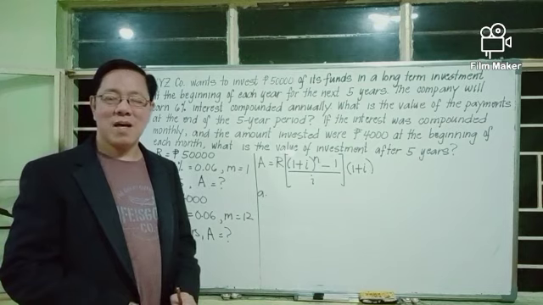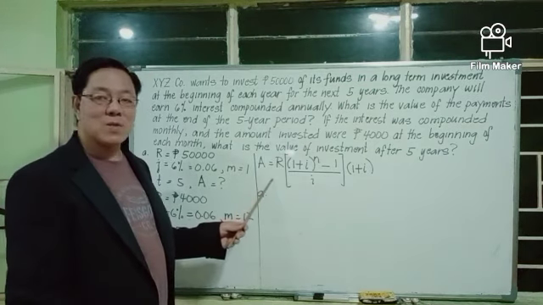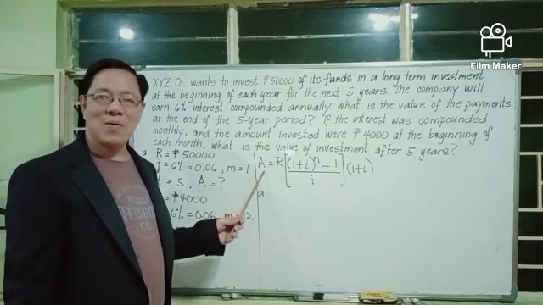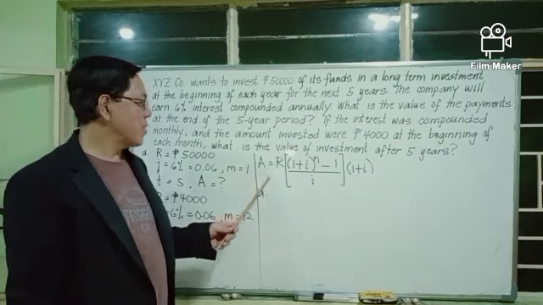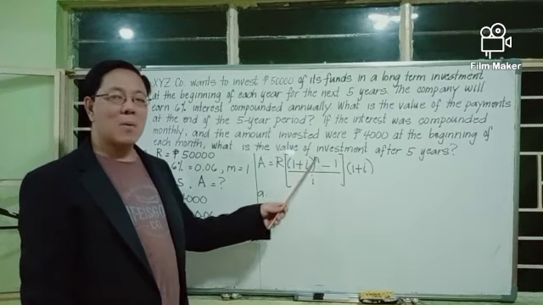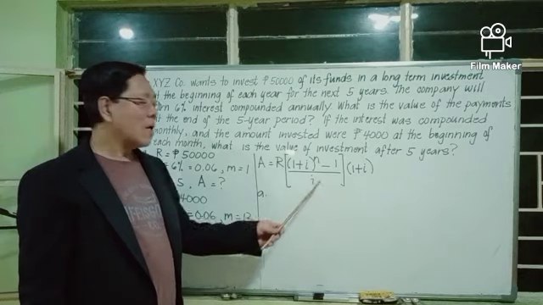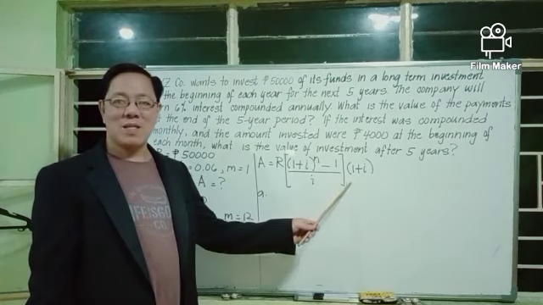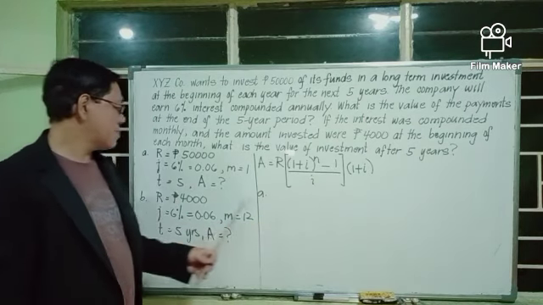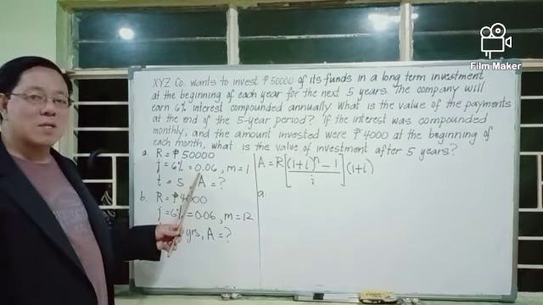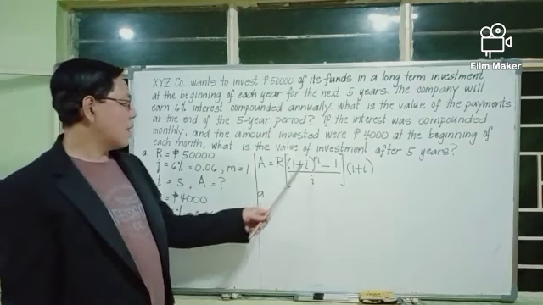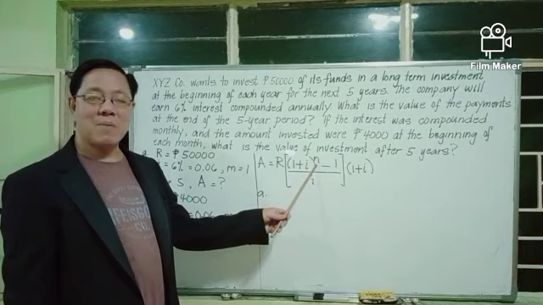For both parts A and B of the problem, we use the same formula. The accumulated value denoted by A of annuity due is given by R times quantity 1 plus I to the power n minus 1 all over I multiplied by this factor 1 plus I, where I, for letter A, is the interest rate per year, and it's equal to 0.06. And R is 50,000 pesos. And N is the number of payments.